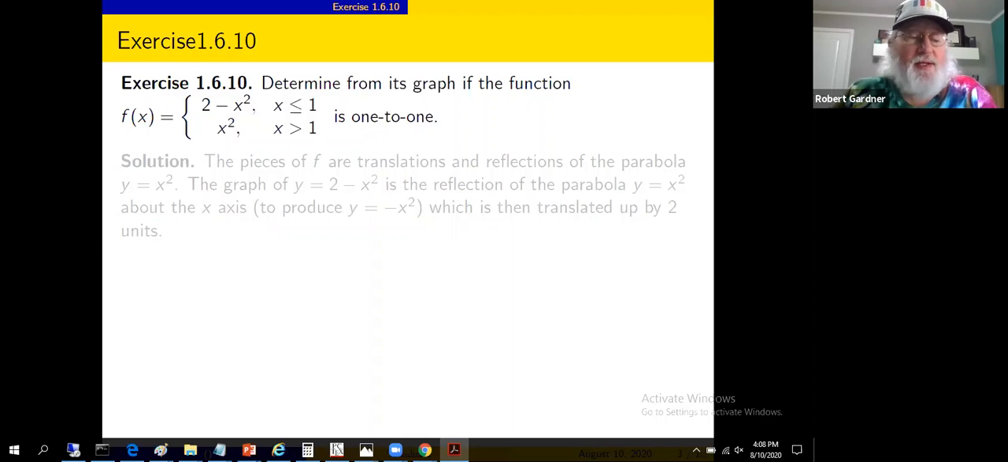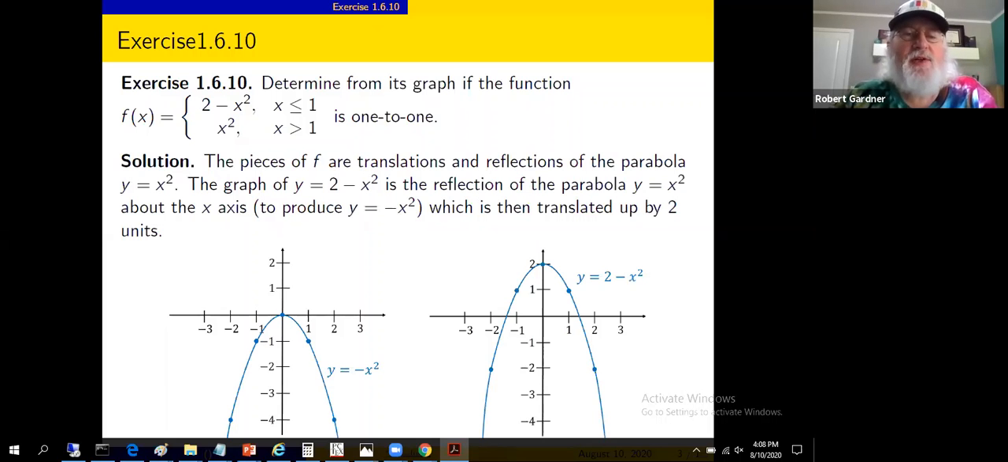So we need to rely on what we know how to graph, and you're supposed to know how to graph y equals x squared, maybe how to graph parabolas in general, quadratic functions in general. But here we'll look at this in the spirit really of our textbook's section 1.2, in terms of some reflections and translations. The pieces of this function all involve the x squared function.